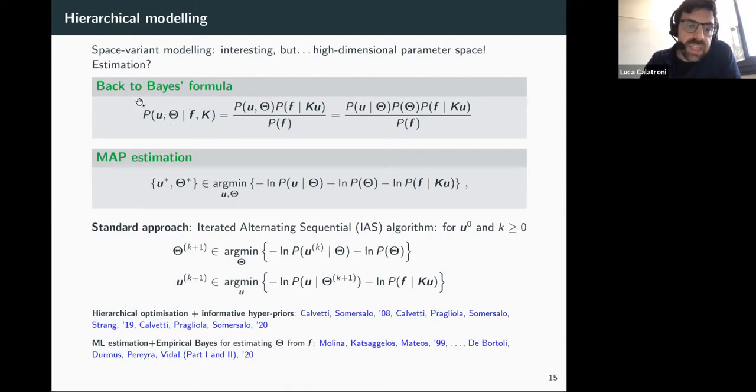Hence, here we end up with a joint posterior. And so we can think of optimizing with respect to u and the hyperparameters at the same time, so that we look for a pair. Now, to solve this optimization problem, Daniela Calvetti and Erkki Somersalo proposed some years ago to use an iterative algorithm called the iterated alternating sequential, IAS, algorithm, which, starting from u0, alternates the minimization over the hyperparameters and the minimization over u. So in the following, we will be inspired by this algorithm, although I will clarify which modifications we introduce.